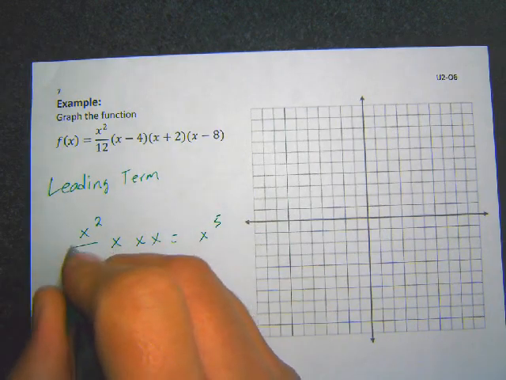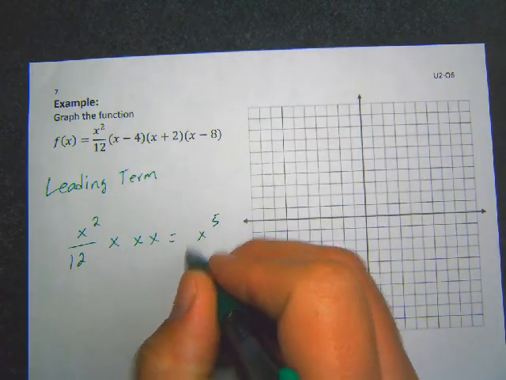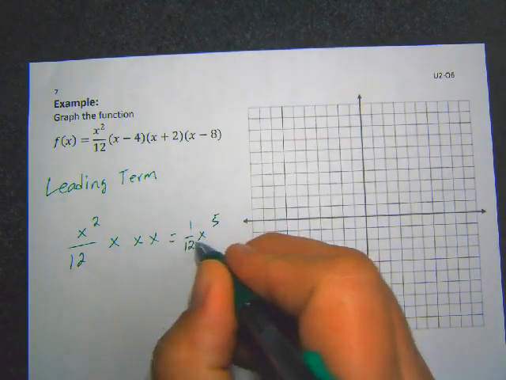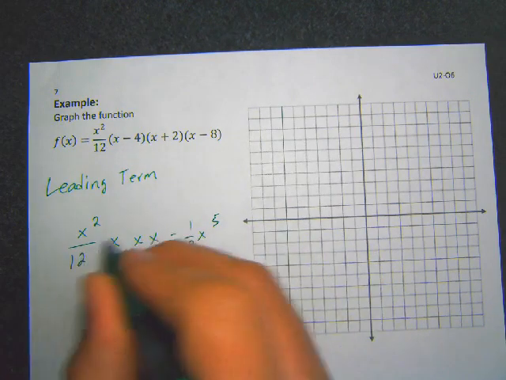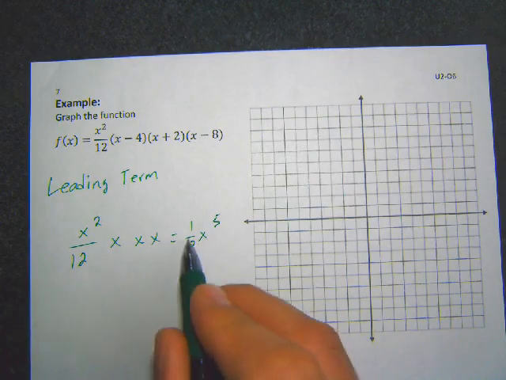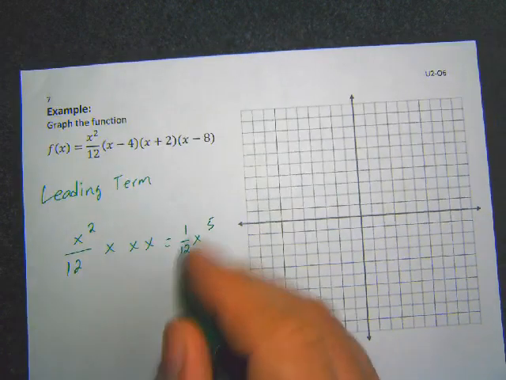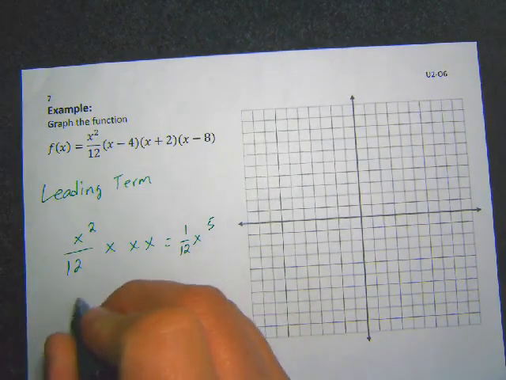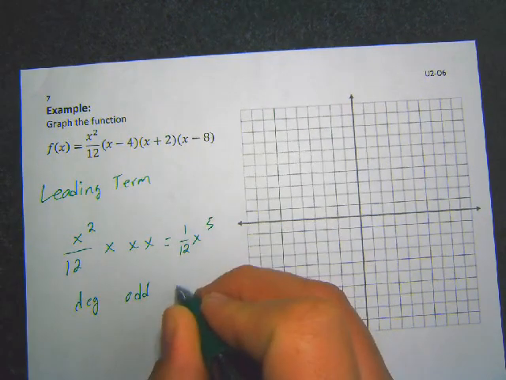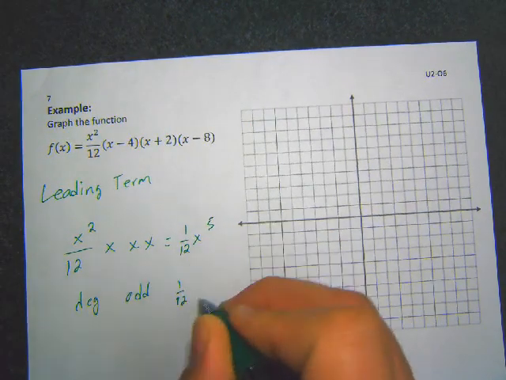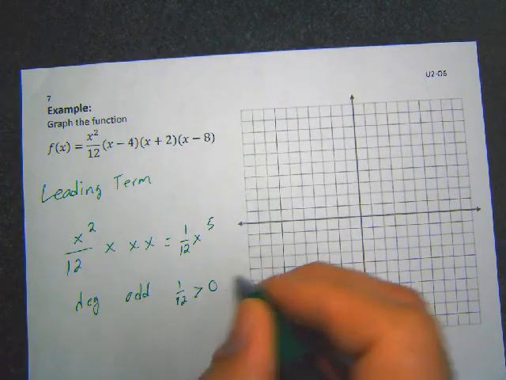And this 12 is actually our leading coefficient. You could think of it as a 1/12, right? If you take a fraction 1/12 times x to the 5th, the x to the 5th would go to the top. So that's what this is like, having a 1/12 in front. So by looking at this, we can see that the degree is odd, and the 1/12, the coefficient, is bigger than 0. So it's positive and odd.